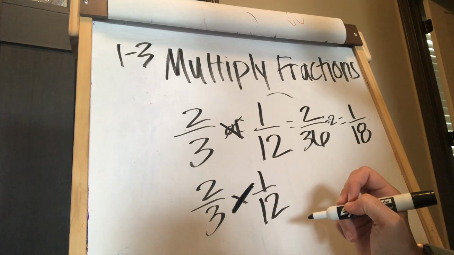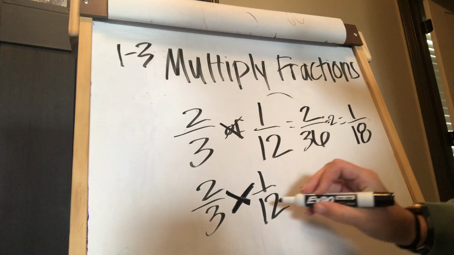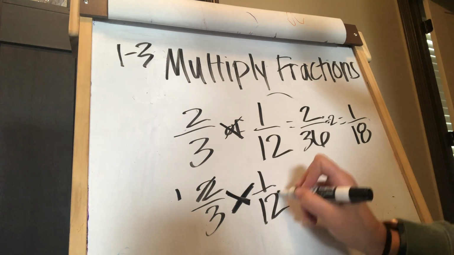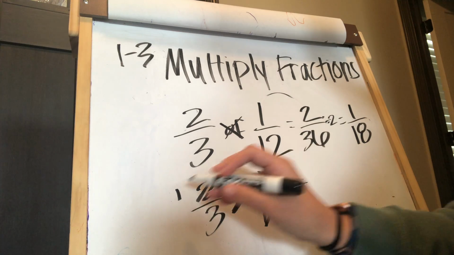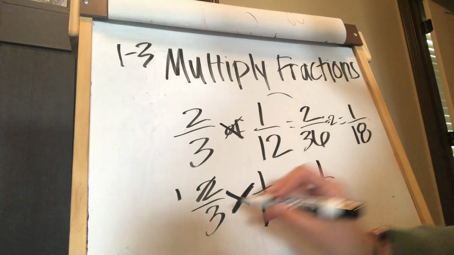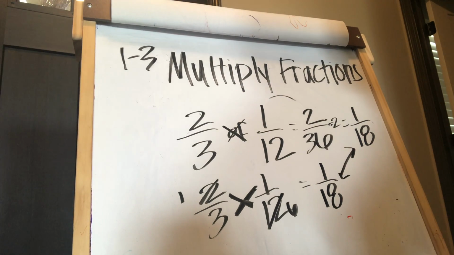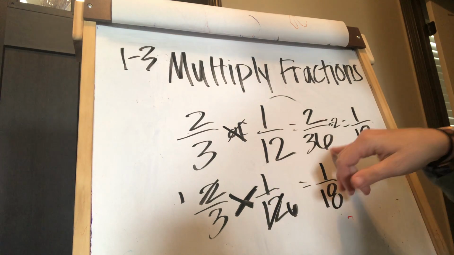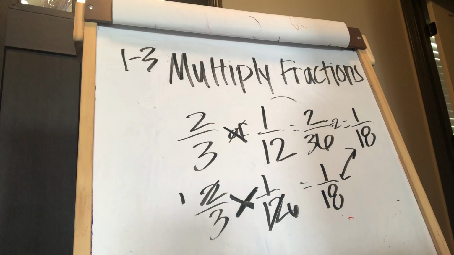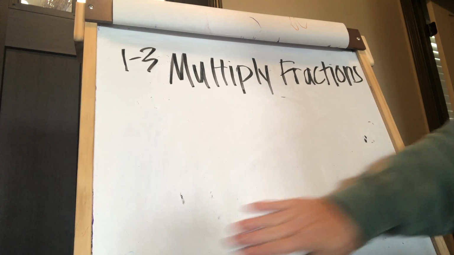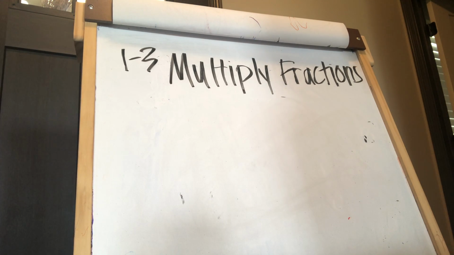Do 1 and 3, can we simplify those? No. 2 and 12, we can. So we could think, what is a number that goes into both 2 and 12? In this case, we can take 2 out of both, divide by 2, and we get 6. Now when we multiply across, we have 1 times 1, and we have 3 times 6, which is going to be that same answer of 1/18. We're just simplifying beforehand here versus at the end this way. You get the same answer. The nice thing about simplifying beforehand is that it keeps you from having numbers that are too large.